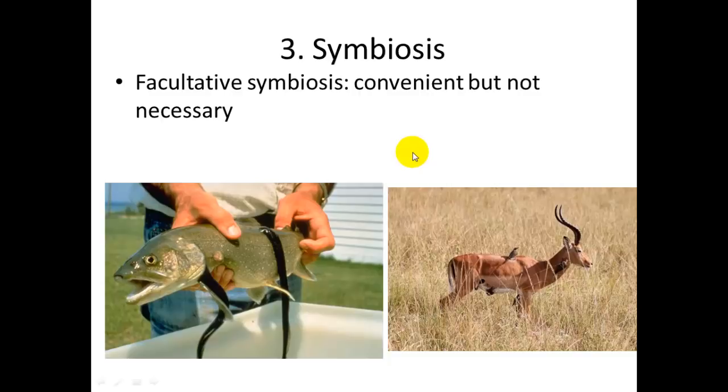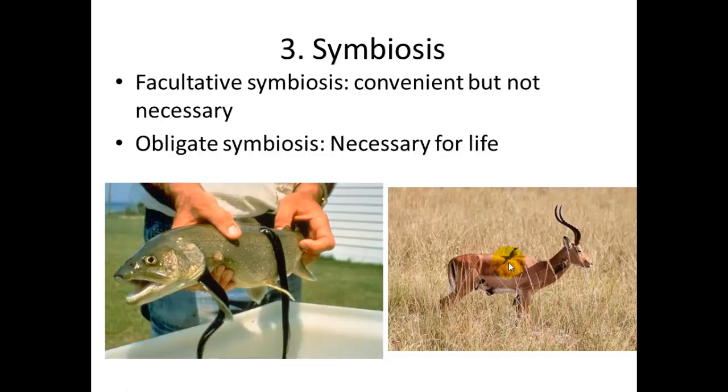There are facultative symbioses where it is convenient but not necessary. So this little bird, which kind of eats the insects off this impala, that's probably a facultative relationship. It could find bugs if it needs to, but they're more abundant and easy to find on the antelope. Or an obligate symbiosis, necessary for life. So these lampreys here, they cannot live if they can't find a host to feed off of. So that's an obligate symbiosis.